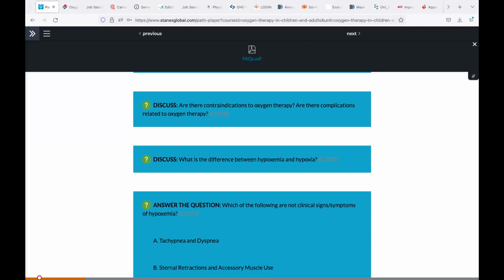Let's discuss the next question. Are there any contraindications to oxygen therapy? Are there complications related to oxygen therapy? So let's start with contraindications. If you can put two contraindications of oxygen therapy and two complications, that would be great. So this is a longer question, so we can have about 45 seconds.